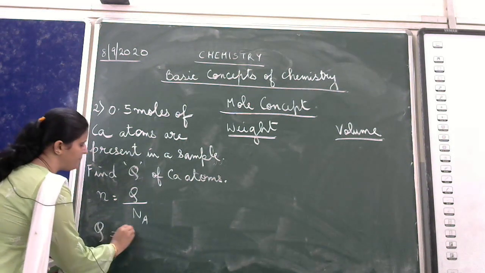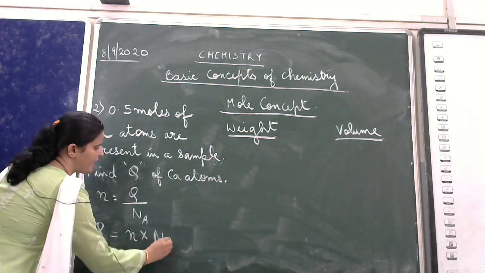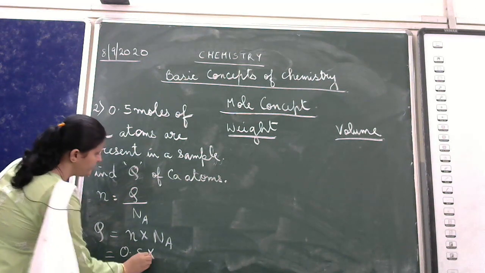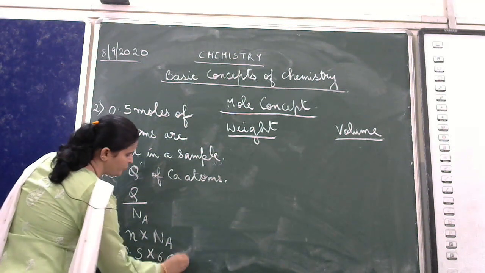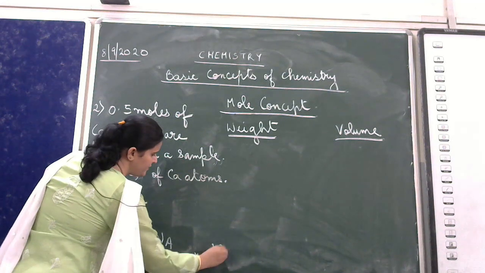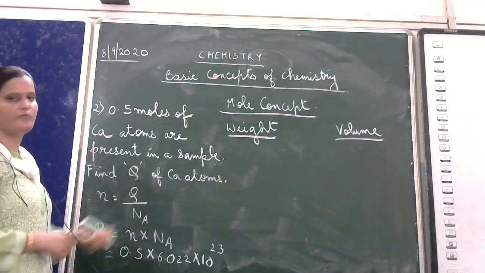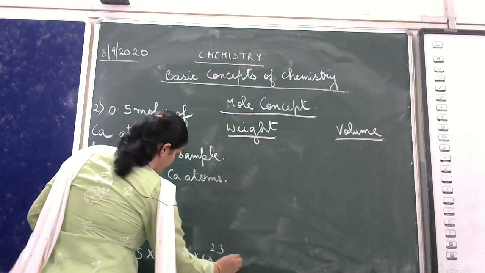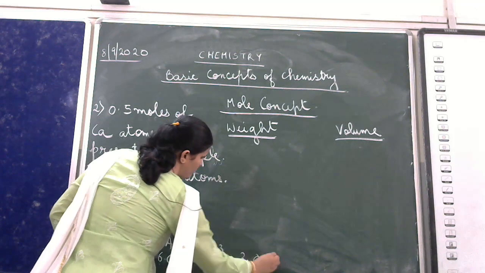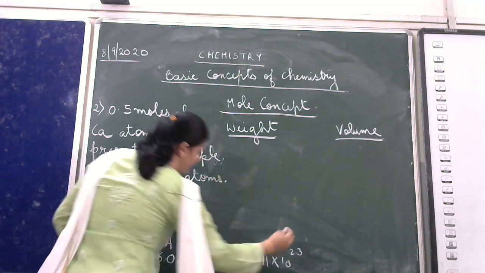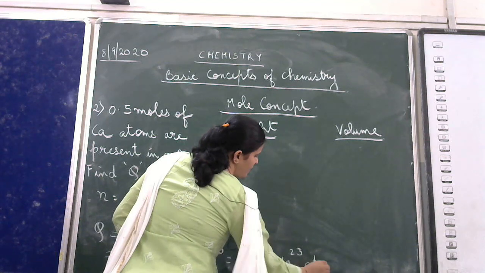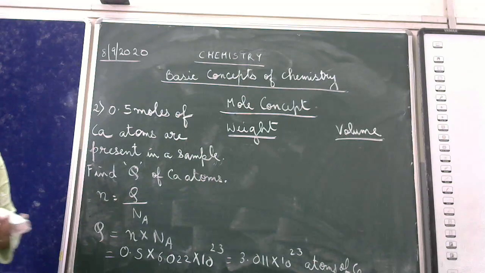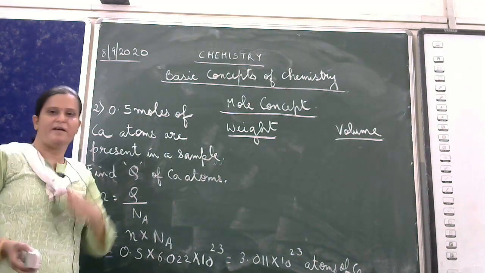That is, quantity will be moles into Avogadro number. So, this comes to 0.5 into 6.022 into 10 to the power 23 atoms of calcium. That is, this value is 0.5 means half. So actually I will get my answer 3.011 into 10 to the power 23 atoms of calcium. So I hope this concept of mole with respect to quantity is understood by everyone.